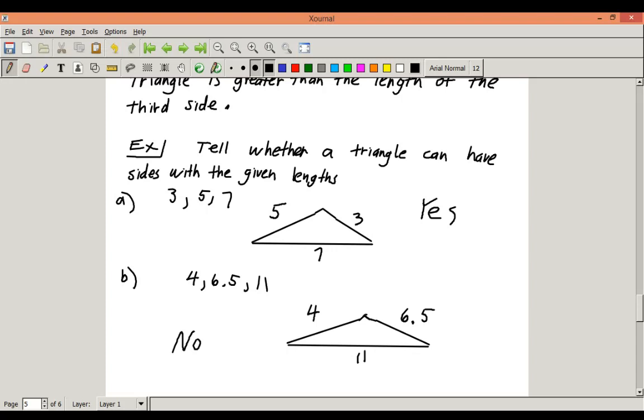So if you take the two smallest numbers, that's how you check it. You take the two smallest numbers out of 3 and add them together. Are they greater than the third number? If so, then you have a triangle. If not, you do not have a triangle. That's the triangle inequality theorem.